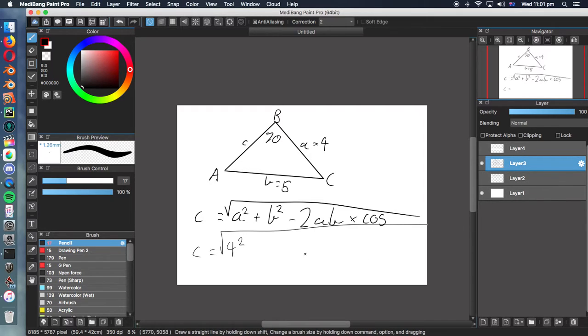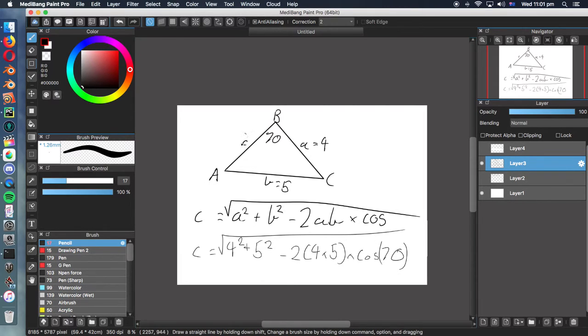Oops, I forgot the square root. Square root of 4 squared plus 5 squared, so 25, minus 2 brackets, 4 times 5, so that's 20, times cos of 70. And that's it. That's all you need to find this side.